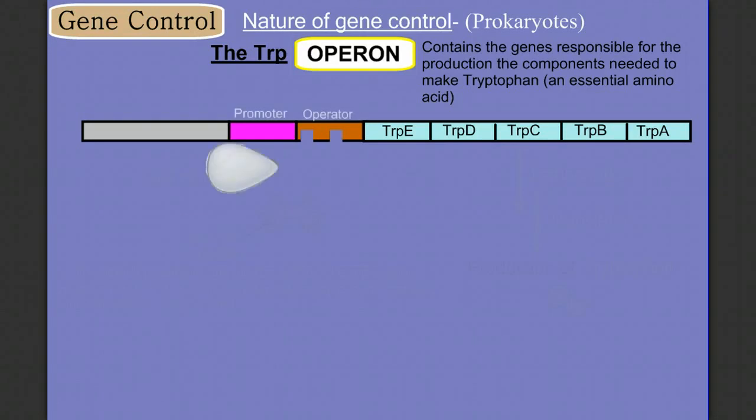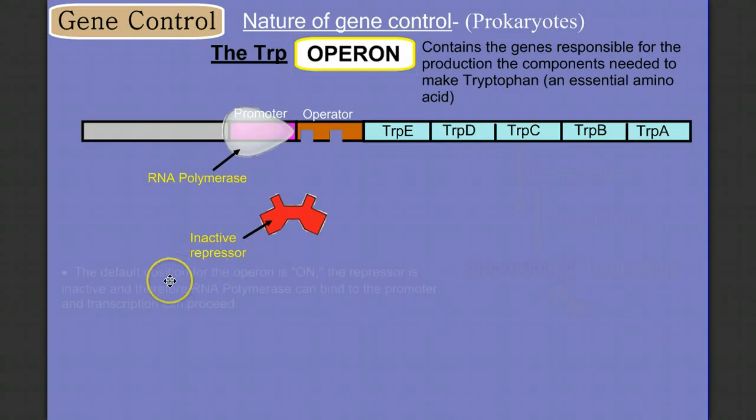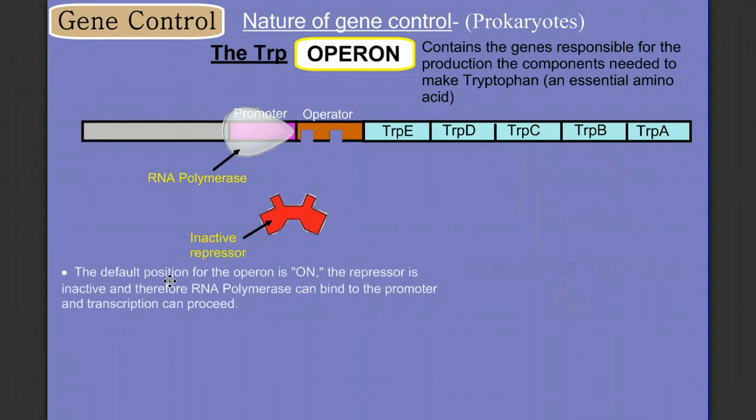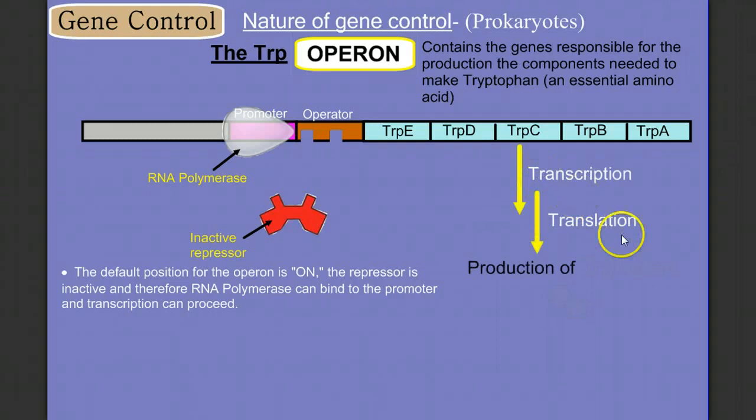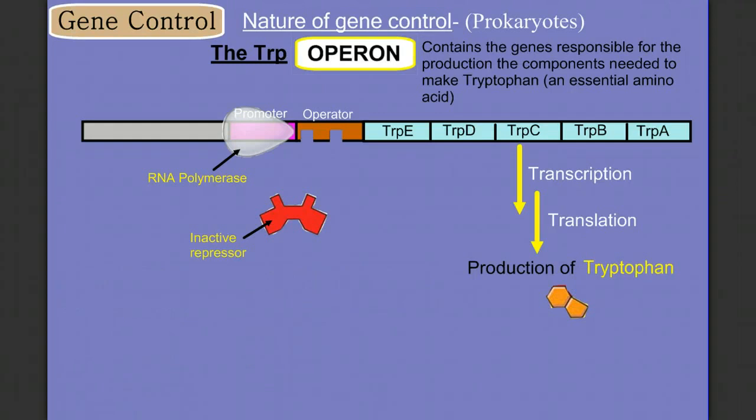So in the trp operon, RNA polymerase will bind to the promoter region of the DNA. So this is RNA polymerase. Now there is a repressor molecule, but in this case the repressor is inactive. As a result, the default position for this operon is on. The repressor is inactive, therefore RNA polymerase can bind to the promoter and transcription can proceed. So if we have transcription followed by translation of these genes, then we end up with the production of tryptophan. So this operon is active and we're transcribing and translating and we're making tryptophan.